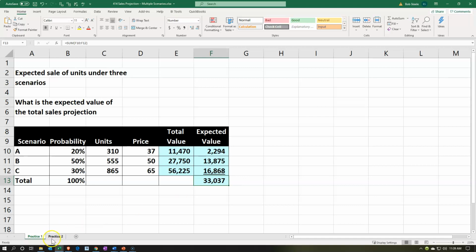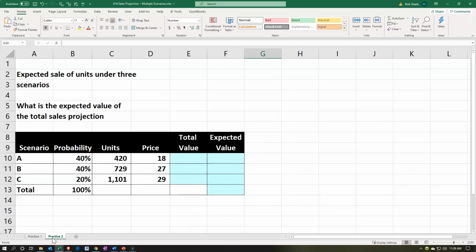Let's do it one more time. Let's go to another item, the second tab. This is the practice 2 tab. We have the same information. We're gonna do the same process here, but now we've got different probabilities and different units and sales prices.